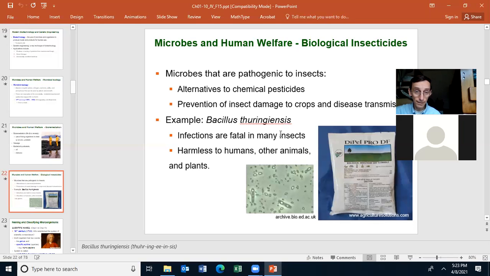Bacillus thuringiensis is a bacteria where the infection is fatal to many insects, but it is harmless to humans, other animals, and plants. And as early as the 1960s, I don't remember exactly the year, I was just a kid at the time, I remember my father would take Bacillus thuringiensis and put it on the apple trees, and if done appropriately, it would prevent the apples from getting worms.